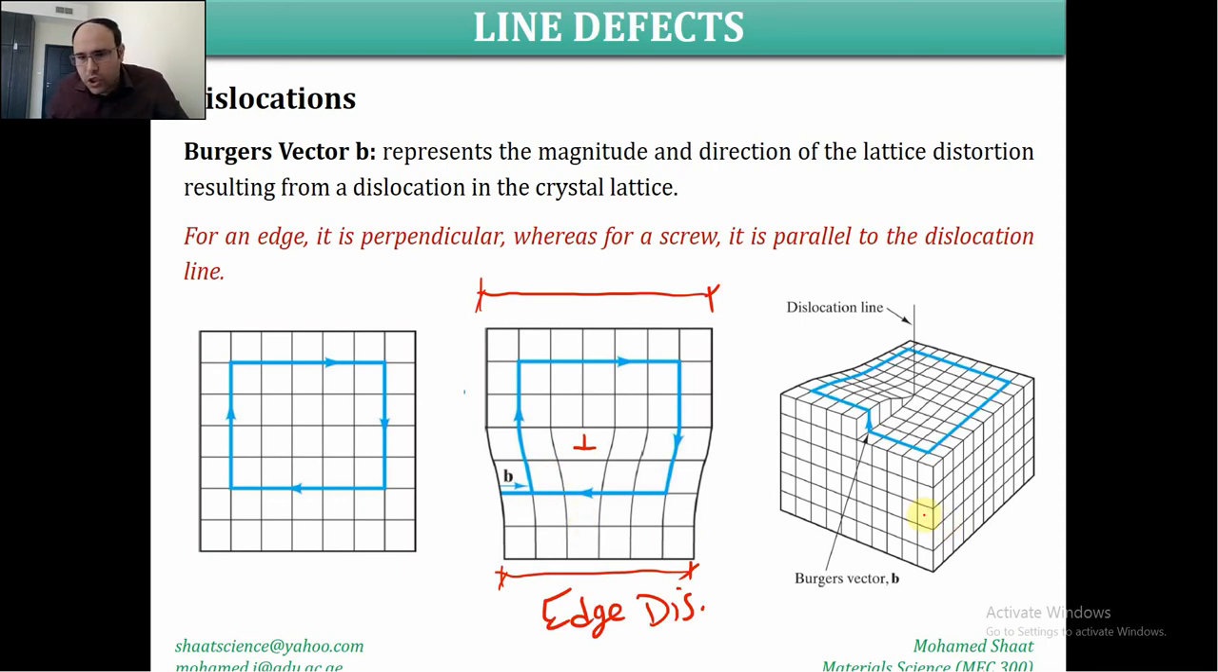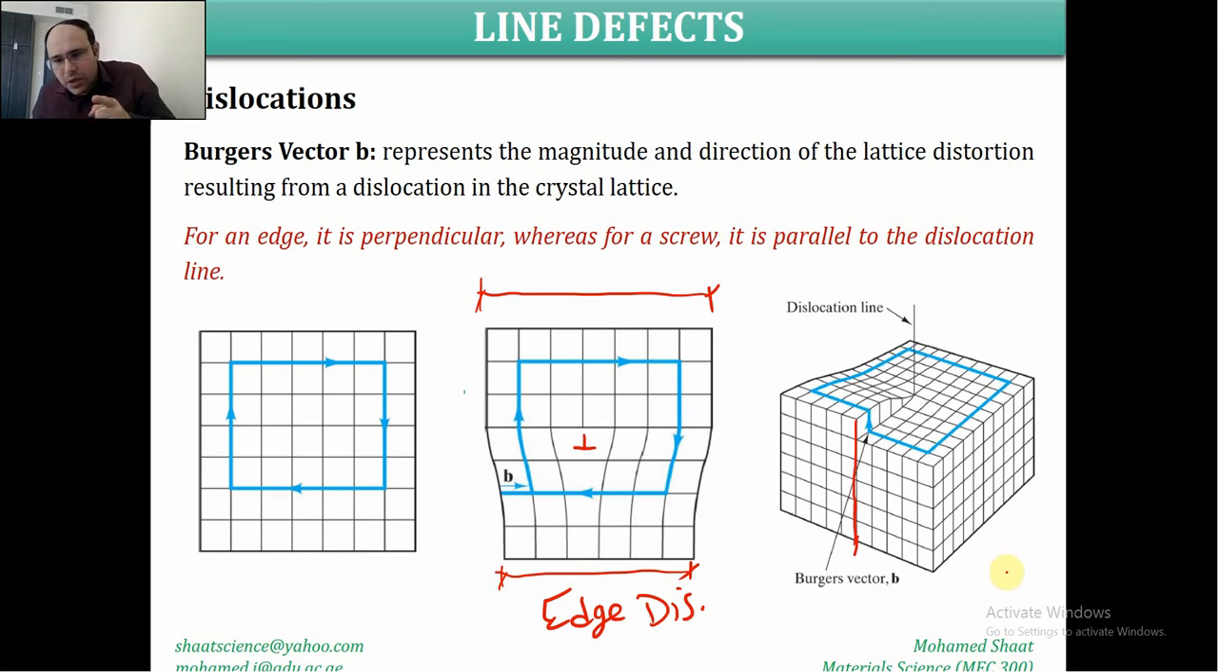How about the screw dislocation? For the screw dislocation, the dislocation line will be drawn here. If we slice this crystal into two parts, one part to the left, one part to the right, the left side, as you can see, is shifted up by a certain distance. This distance is only one box, one square, which indicates only one unit cell. It means that the magnitude of the Burgers vector will be only one unit cell. And the direction of this vector should be going up. This is what we understand from the shifting that is happening.